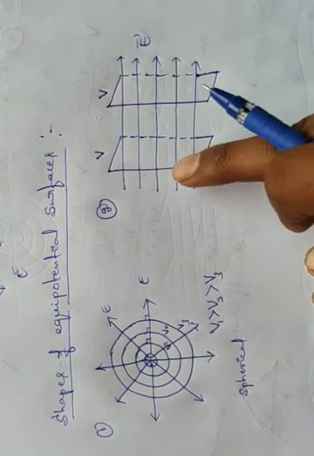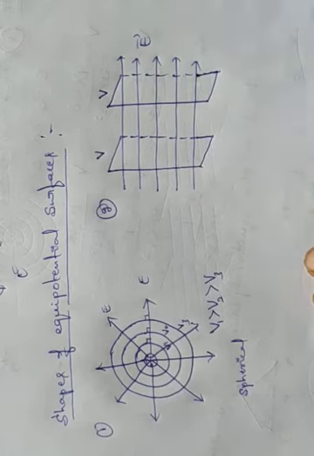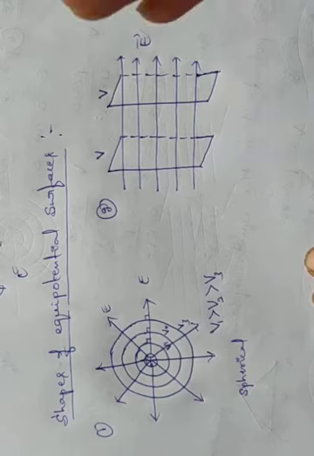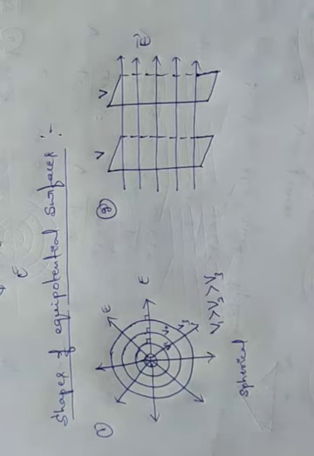Here the electric field is uniform. You can measure anywhere, the electric field is uniform. Due to that, the potential is the same everywhere. Whatever equipotential surface you have taken, the potential is the same everywhere. You have to remember V, the potential on the equipotential surface, due to the uniform electric field.